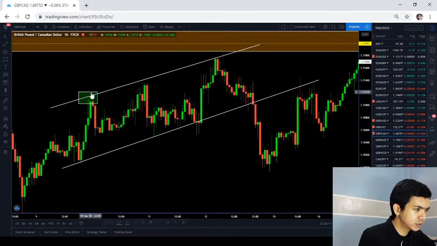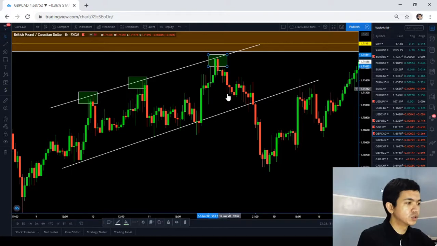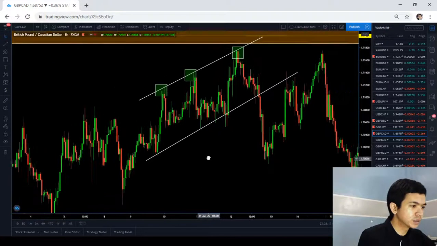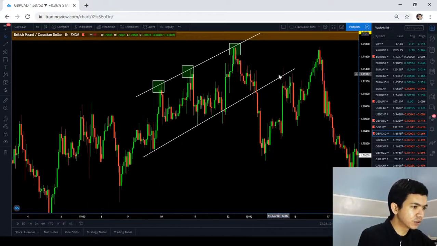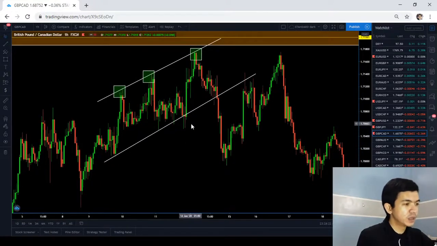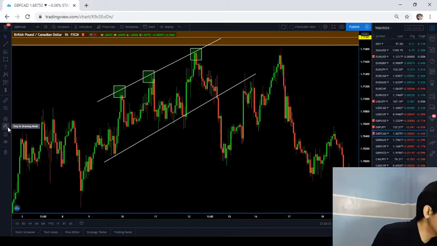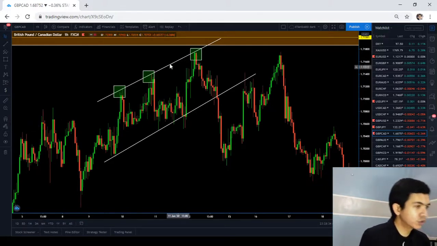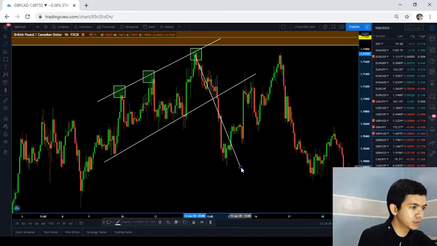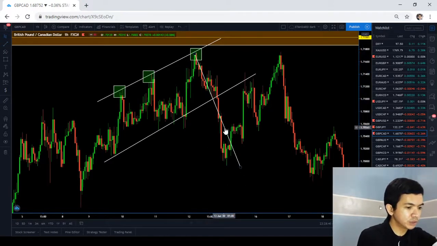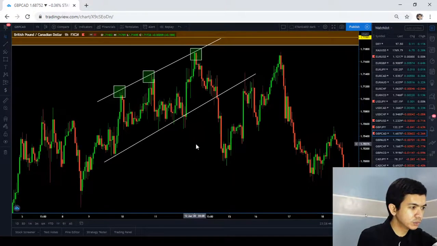1, 2, 3. So, we expect the market will break this counter trend line going up. Again, for a 1, 2, 3 touch reversal, when you are on a bullish channel, you expect the market to break the counter trend line of it. Diba? So, that will be your TP.